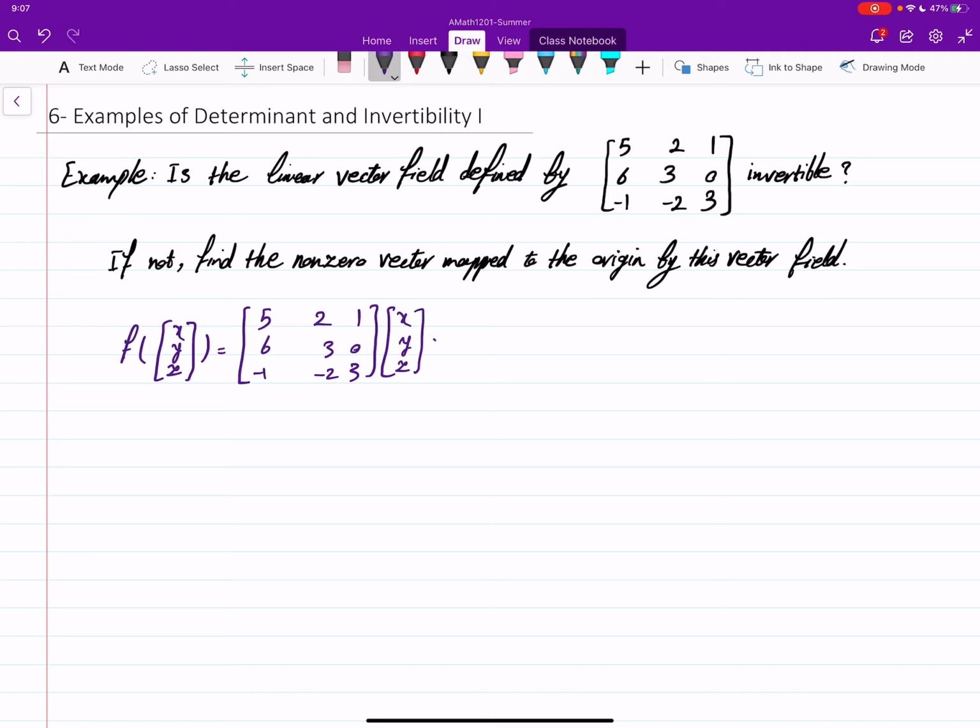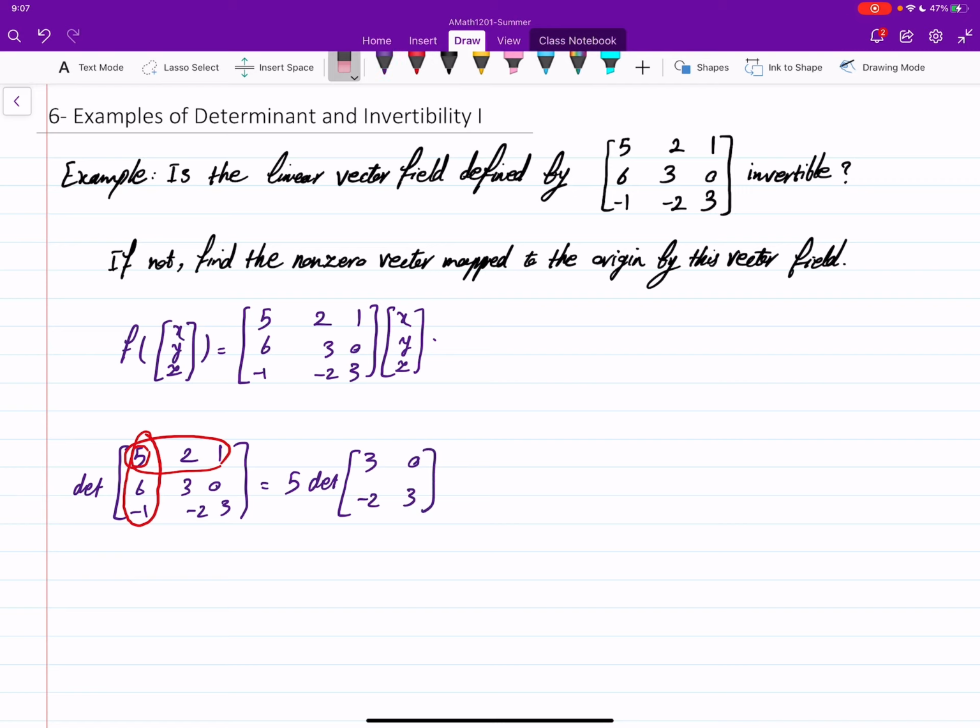Well, remember the magical number. To check the invertibility, you can always start with the determinant of the coefficient matrix. Is the determinant 0 or not? Let's see. I'll go along the components of the first row. The first column gives 5 times the determinant of the remaining, which is 3, 0, negative 2, 3. Then we get rid of this one and do the second column.